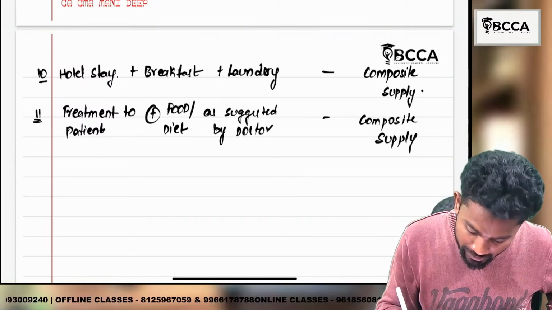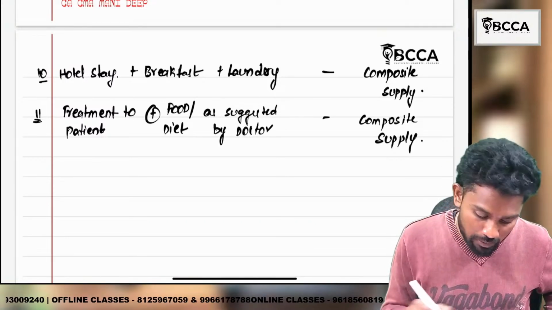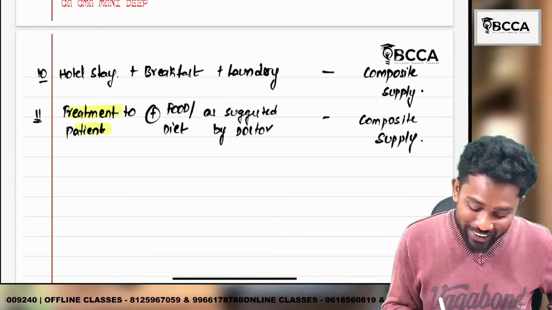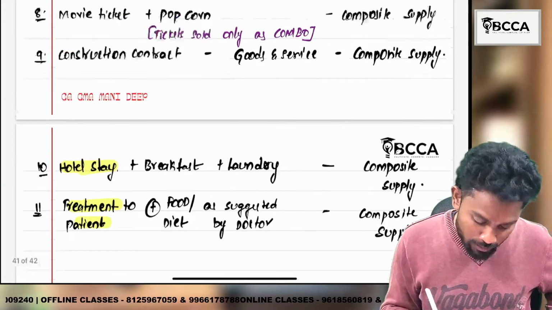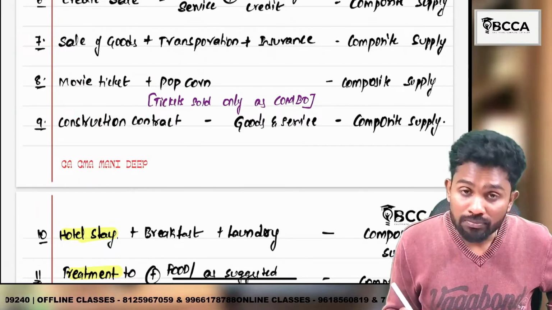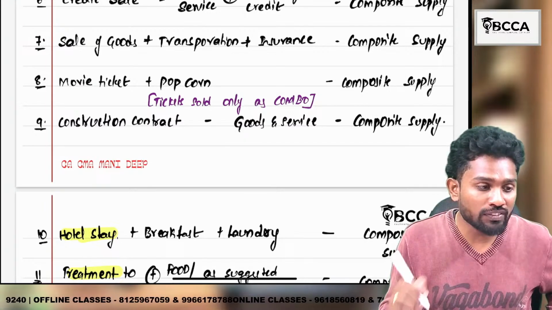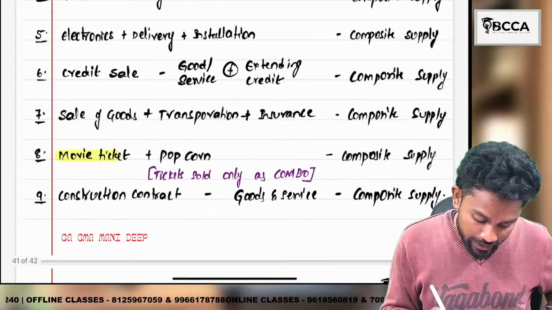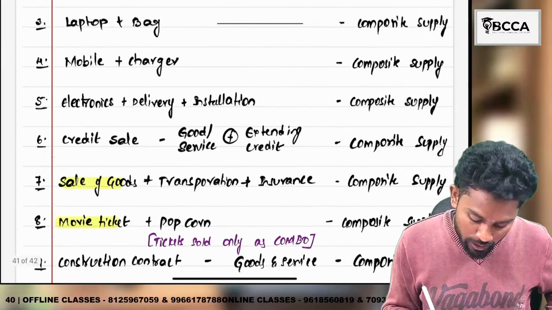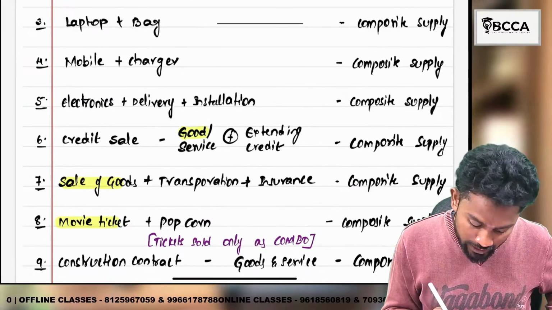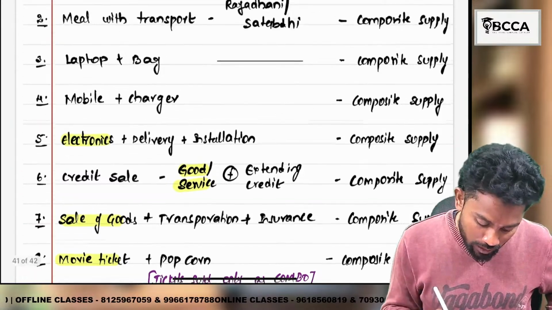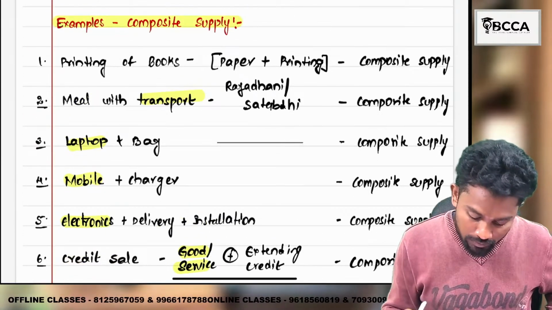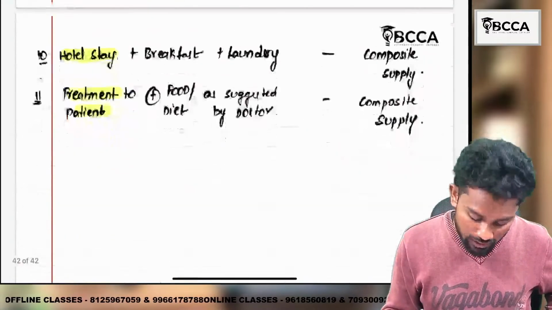Which is predominant here? Treatment is the predominant. In the first one, hotel stay is predominant. In the construction contract, which is predominant? They are classified as supply of service. So service is predominant. Movie ticket is predominant. Sale of goods is predominant. Here, extension of credit sale, goods is predominant. Electronic, mobile, laptop predominant. Here transport is predominant. Here there is a separate clarification, right?